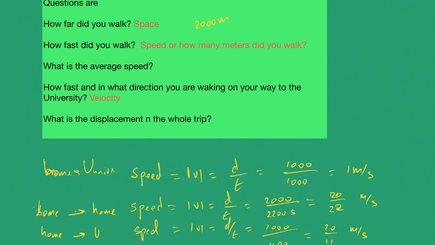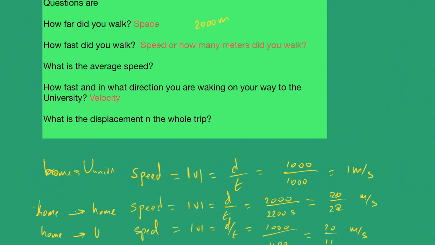The other question is, what is the average speed? The average speed is the distance traveled, that is always positive, divided by the total time that is elapsed in the distance traveled that you take.